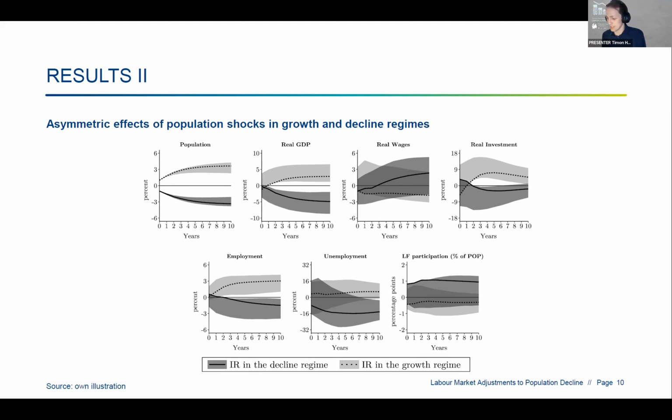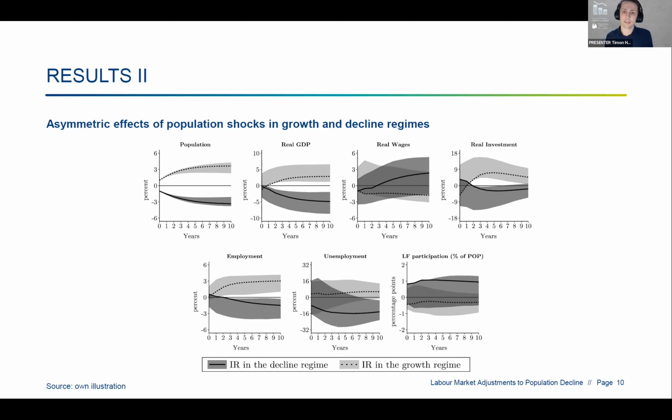The second adjustment process we can observe here, I would argue, is investment. So while investment is really increasing in the growth regime, it's much less distinctly decreasing in the decline regime, which means investments in absolute terms stay at a very similar level. And of course, given the decline in GDP, it also increases in relative terms, possibly indicating, for example, automation, so investment in automation and machines.